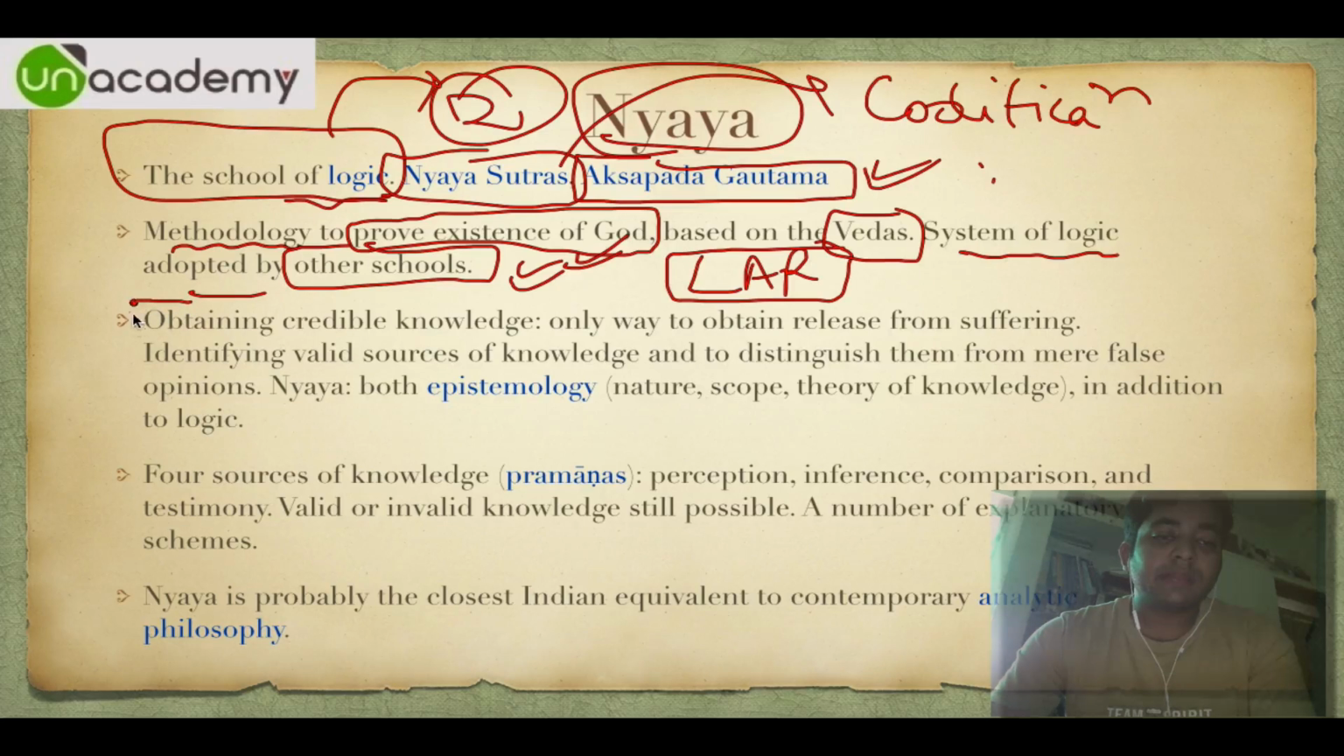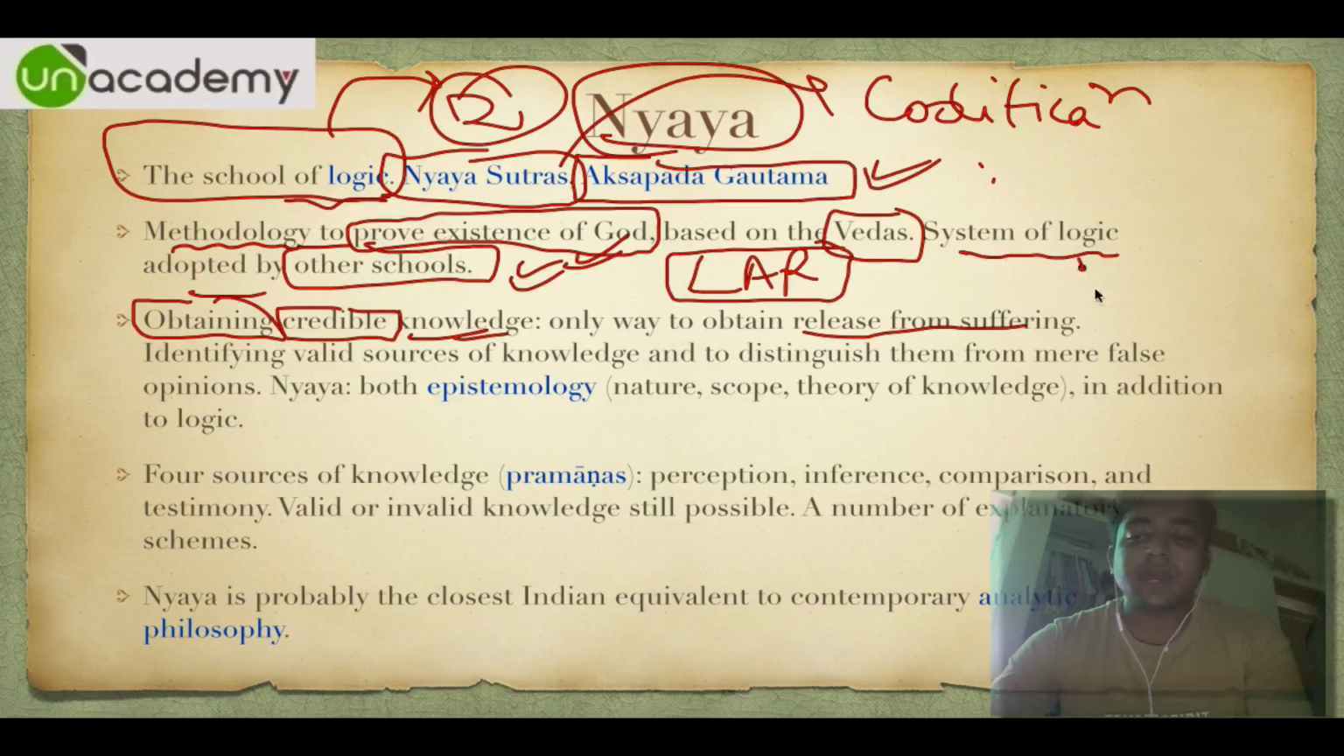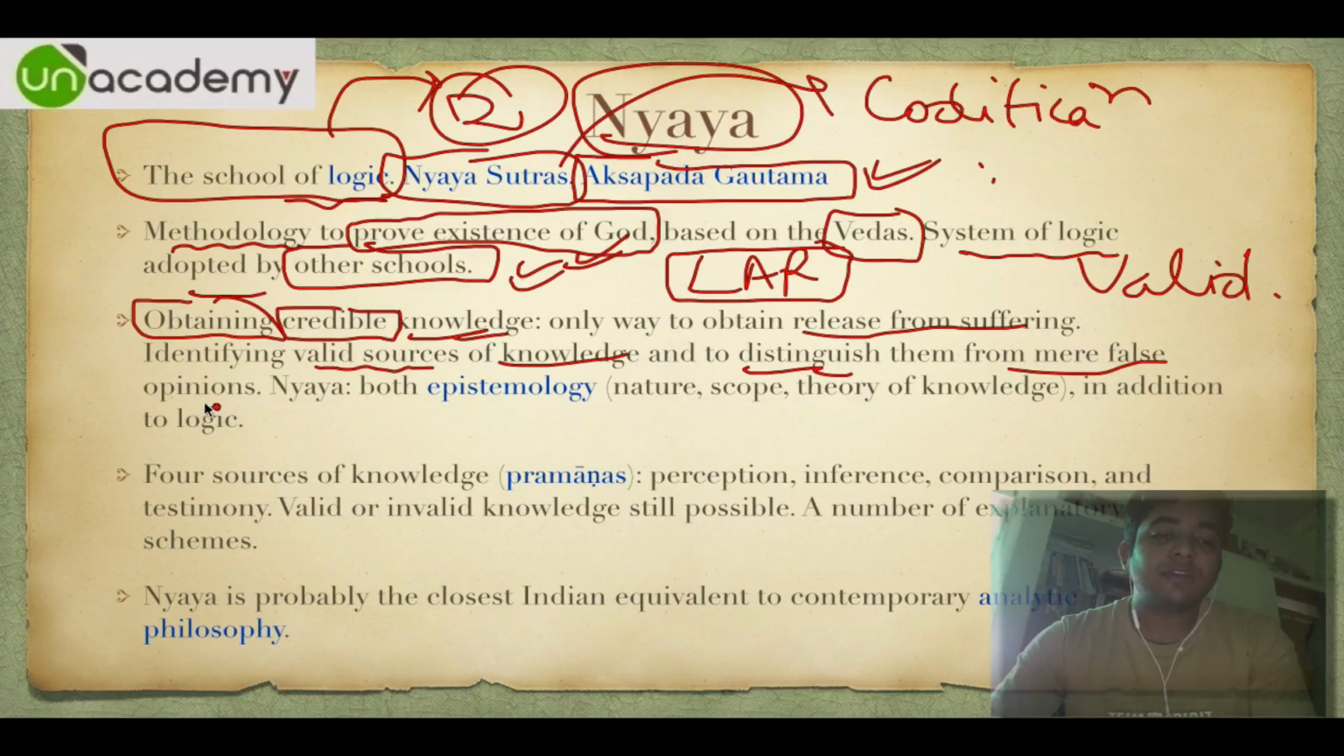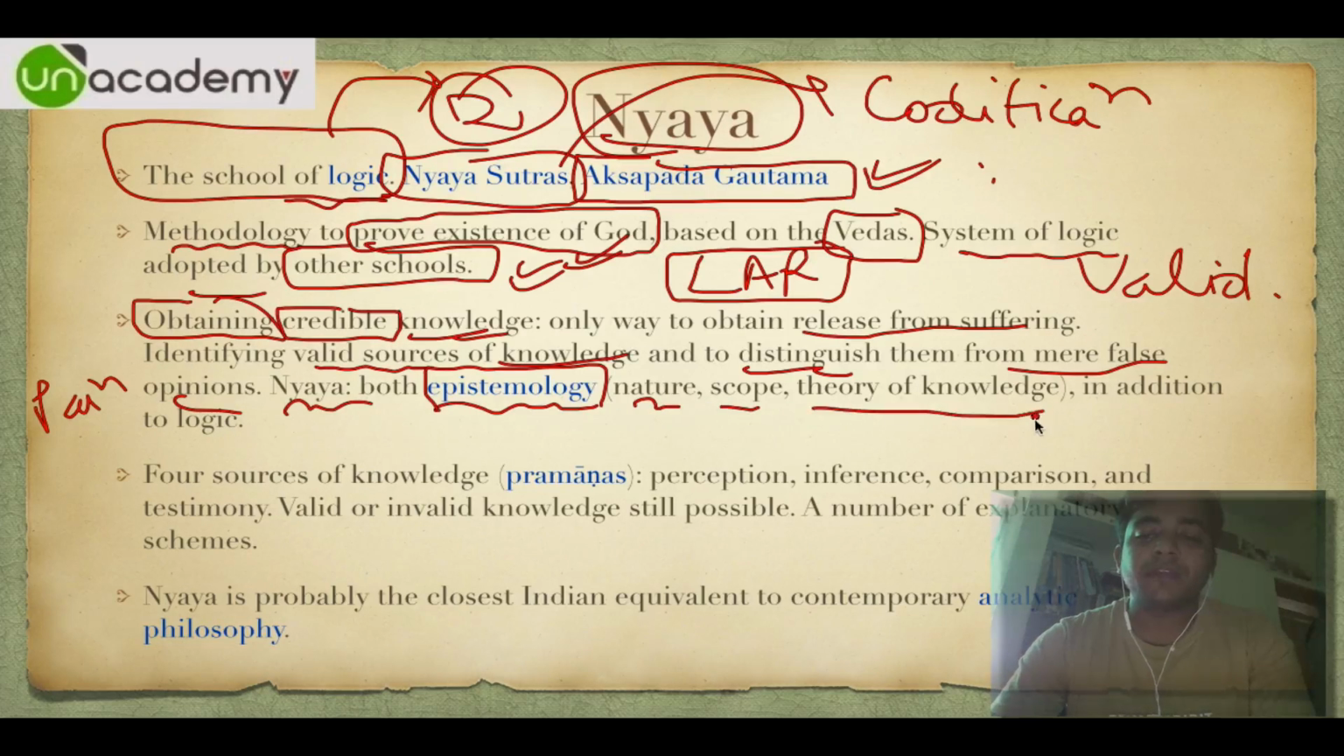Then they believe in credible and valid knowledge only. The only way to obtain release from suffering is by valid and credible knowledge. Identifying valid sources of knowledge is not easy, and to distinguish them from mere false opinions, they took a lot of pain and suffering. So Nyaya deals with epistemology. Epistemology means study of knowledge, its nature, scope and theory. In addition, it also deals with logic. So these are the two components of Nyaya school.